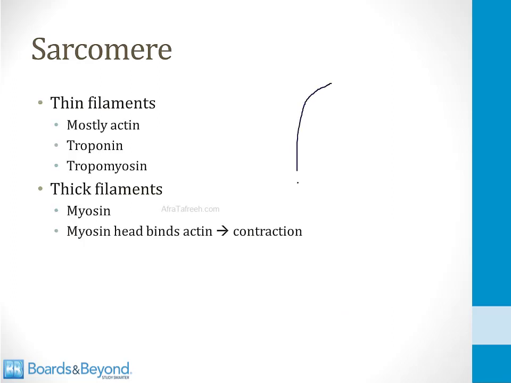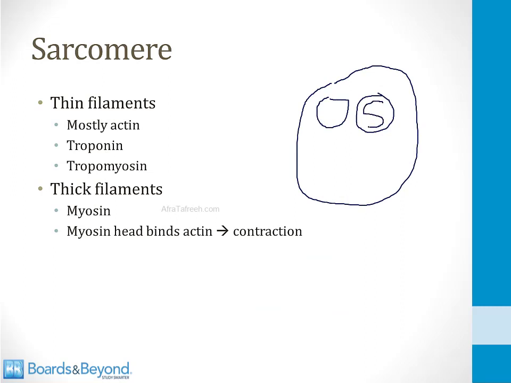So now we've talked about how a muscle cell, which is also called a muscle fiber, contains bundles of myofibrils. And we've talked about how those myofibrils contain sarcomeres. Now what we're going to do is drill down even further and talk about the individual elements of the sarcomere. And we're going to start by talking about the thin filaments and the thick filaments.